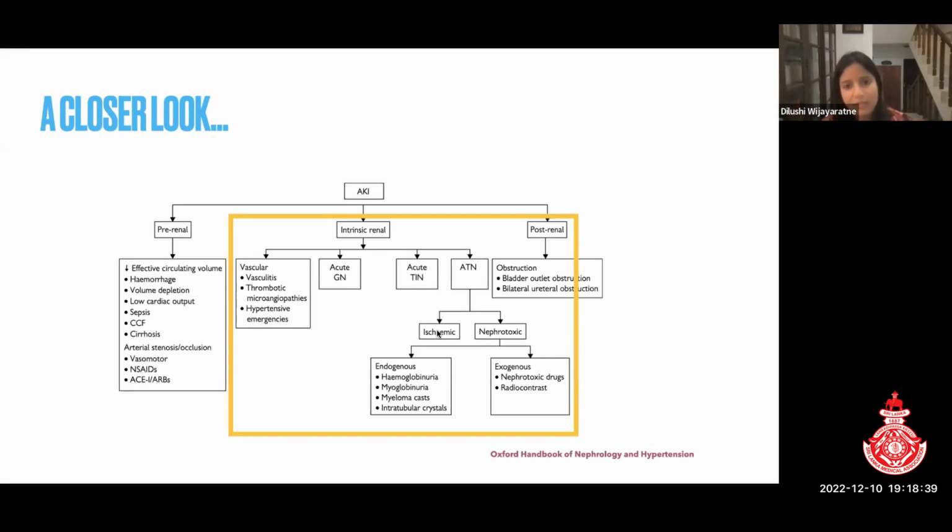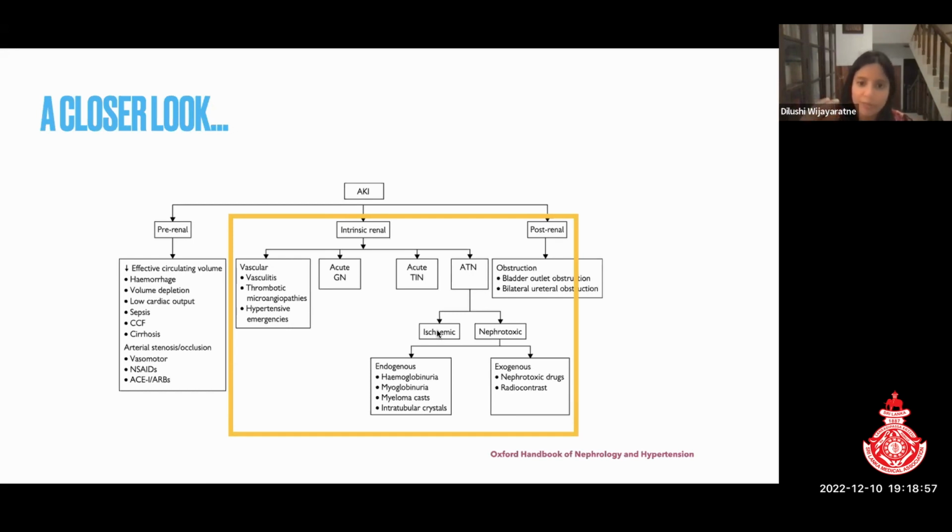Toxic ATN is where some particular toxin acts on the tubules and damages them. And then again, that particular insult needs to be removed, and with time, the tubules can regenerate, right? So these toxins can be either endogenous or exogenous. Endogenous means they come from within the body.